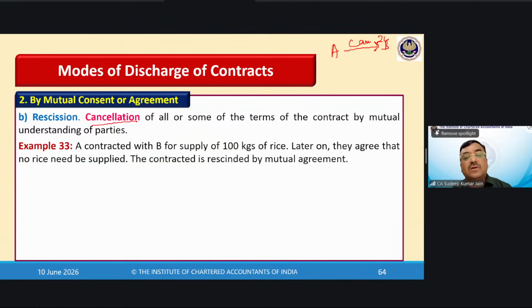Example 33: A contracted with B for supply of 1000 kg of rice. Later on, they agreed that no rice will be supplied. Both the parties agreed. The contract is rescinded by mutual consent.